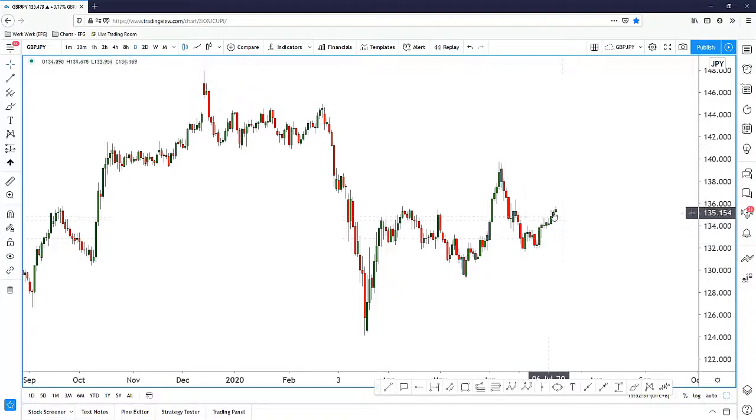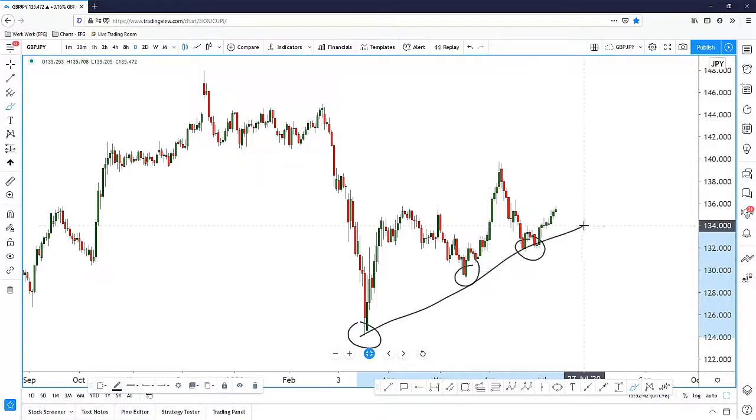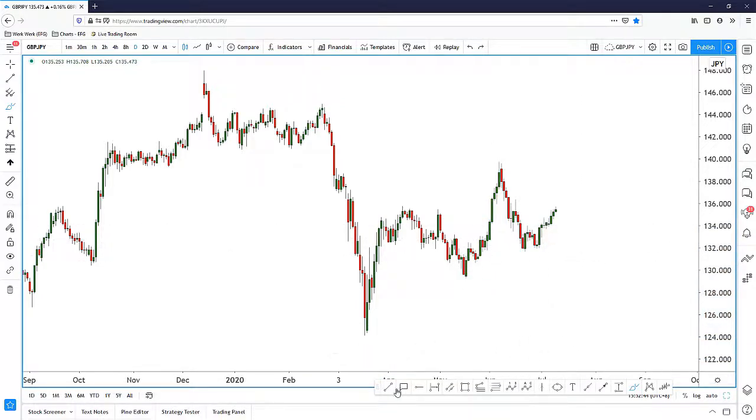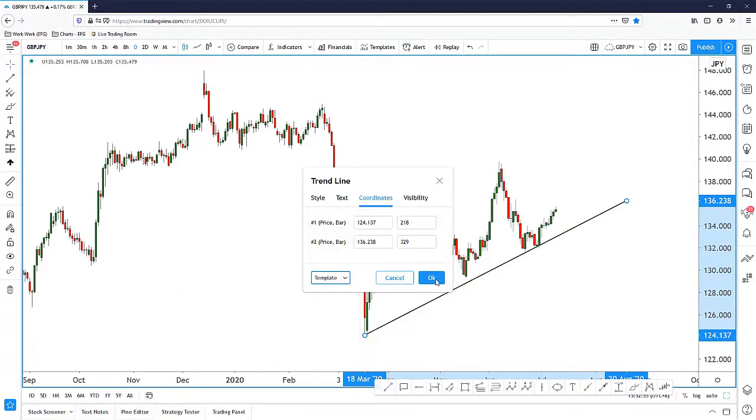So what we have here is the daily chart, and it's interesting to see that the pound yen is in an uptrend. How do I know it's an uptrend? It made a low, it made a higher low, and it made another higher low. Now we can connect all these higher lows, and it will show us clearly that the pound yen is really in an uptrend. So let's just keep it here.